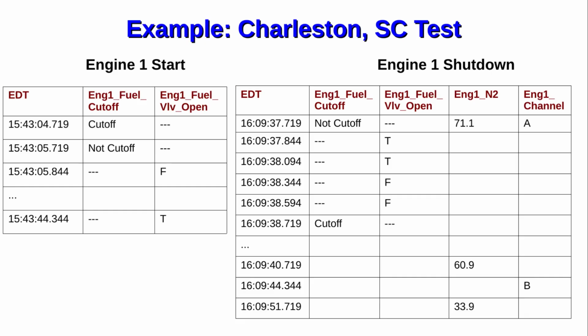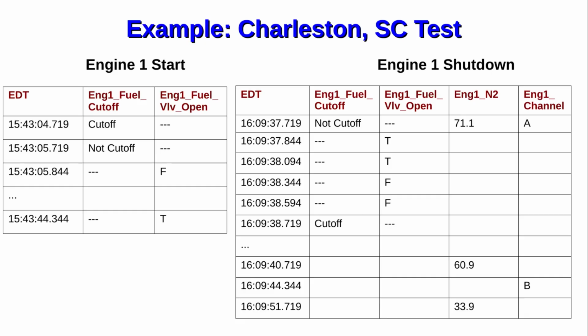For both engines, it takes about 40 seconds from the time that the fuel control switch is set to run to the time that the fuel valve is opened. That would seem to match the time needed for the high-pressure N2 shaft to spool up. On a 787, this is done by an electric motor, and reaches a speed that would support ignition, N2 of about 35%. On shutdown, we see something very curious.